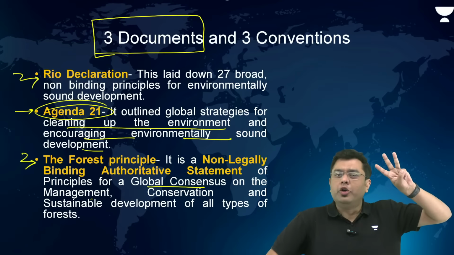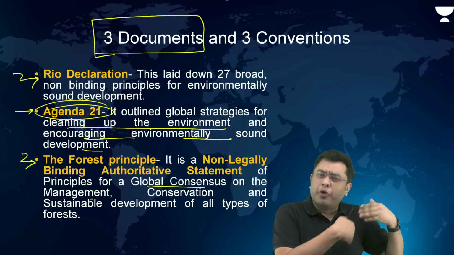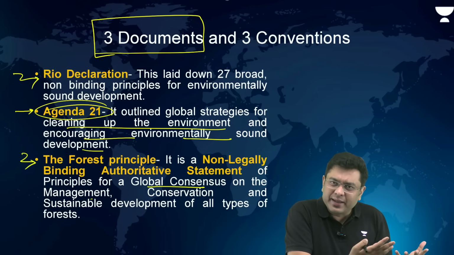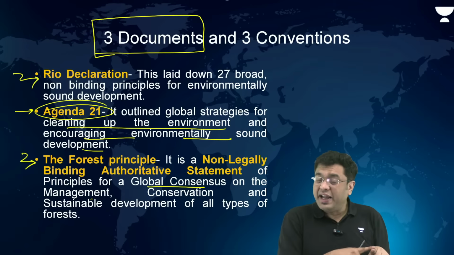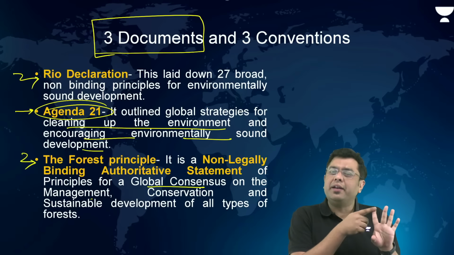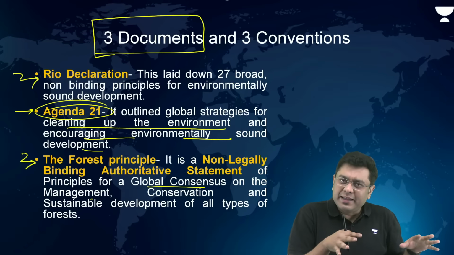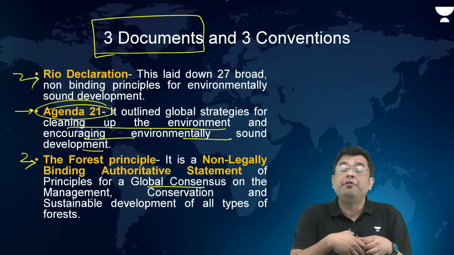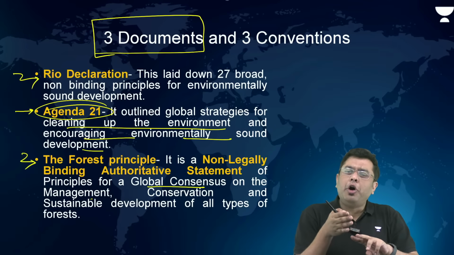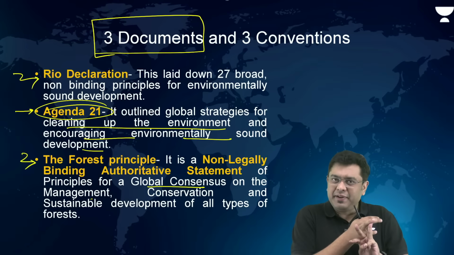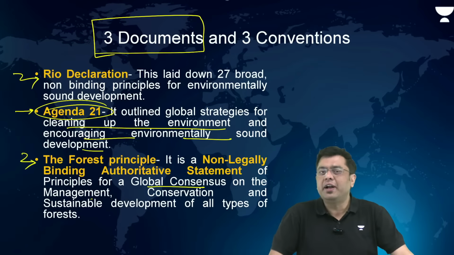So the 3 documents. For any summit, you generally have a declaration. For example, in the G20 summit, which was held in India, you had the Delhi Declaration. So similarly, it was held in Rio Summit. So you had a Rio Declaration. Then you had Agenda 21 for cleaning the environment and paving out a pathway for development in an environmentally sound manner, and for properly managing and conserving the forest principle. These were the 3 documents which were arrived at.